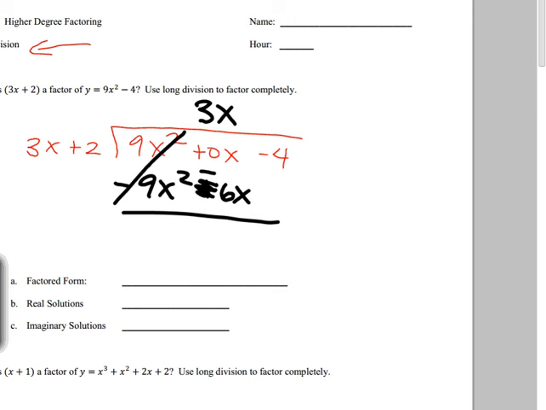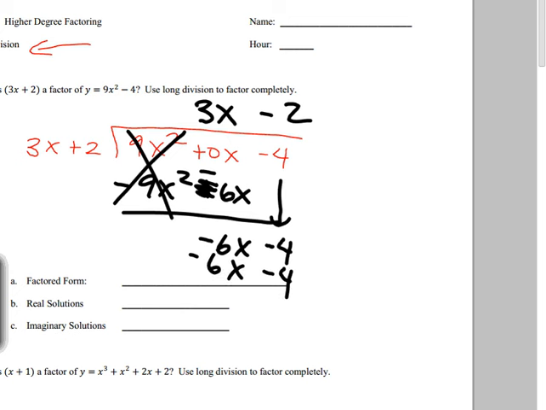Then these guys cancel, and this becomes negative 6x. Bring down the minus 4. Now I got to figure out what do I put here so that that times 3x will make negative 6x. I hope you knew it was a minus 2, right? Negative 6x minus 4, change the signs, plus and a plus, and now they cancel all off, and I get 0 at the end. Yay! I've got my answer. The factored form is right here. 3x plus 2, 3x minus 2. I'm going to try to squeeze it in real small here.